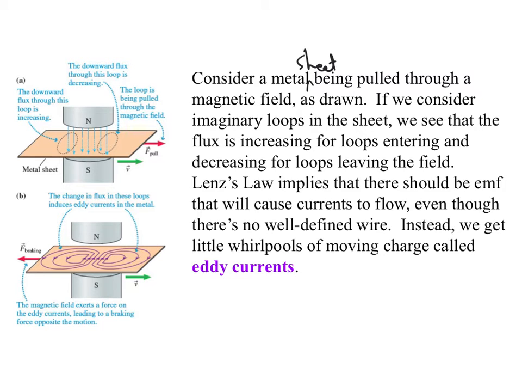Instead, we get little whirlpools of moving charge called eddy currents, right? Because an eddy, of course, is just a whirl, a swirl, or whirlpool in fluids. And so we get current that loops around like this, current loops, even though there's no wire that's carrying them.